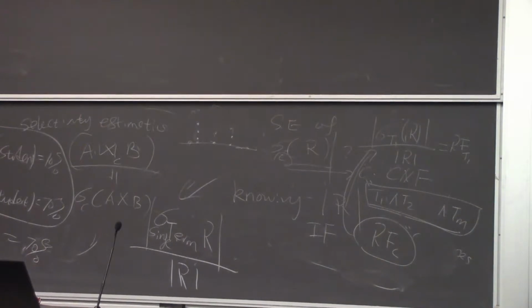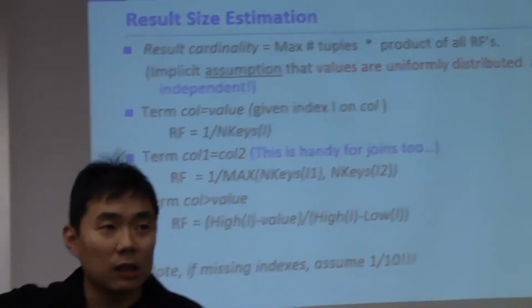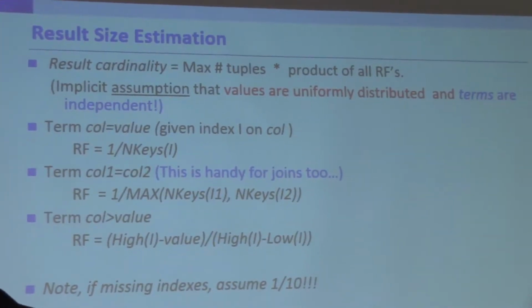And suppose you don't have that, what do you do? Well, databases use a simple naive approach. If you don't have any information whatsoever, what do you do? You assume uniform distribution. If you assume uniform distribution, the selectivity of this becomes 1 over what? The number of distinct keys you have on that column.